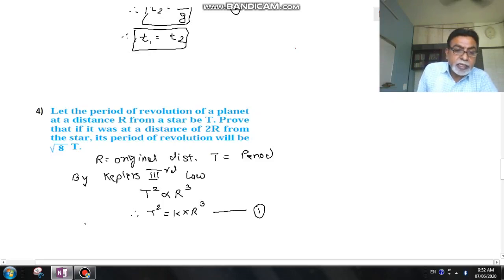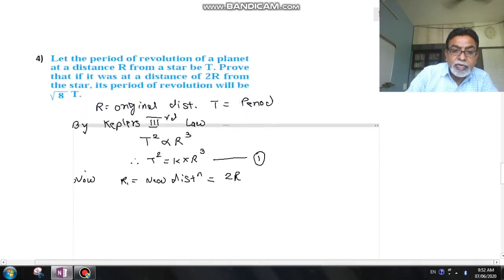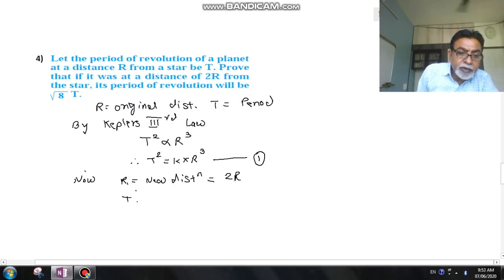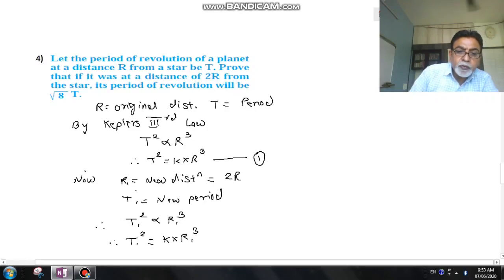Okay, this is now equation 1. r1 is equal to new distance, and how much is it given? करेक्ट, 2r ते दिलेलं आहे आणि त्याला आपण पिरियड t1 घेऊया. t1 is equal to new period. Again using Kepler's law, what will we get? t1 square is proportional to r1 cube, and therefore t1 square is equal to k into r1 cube.